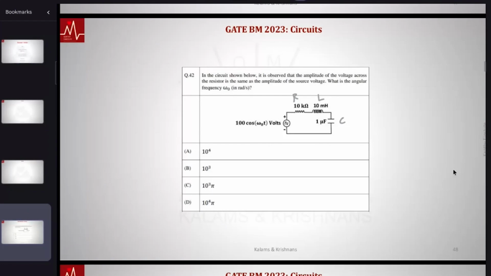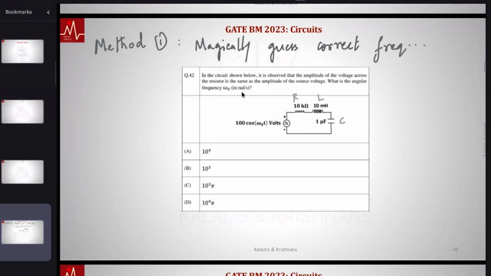Let's pretend, okay? Let's say method 1. Last 15 minutes of the exam, you're trying to grab a couple more marks, and let's pretend you don't know how to solve this, okay? Let's see if we can magically guess the correct frequency. Magically guess correct frequency. And you want the frequency in radians per second. This is an RLC circuit, okay?